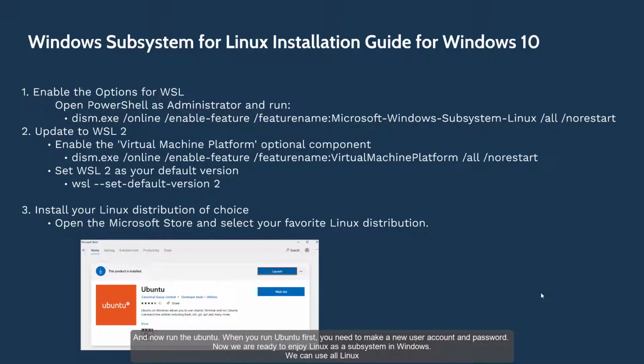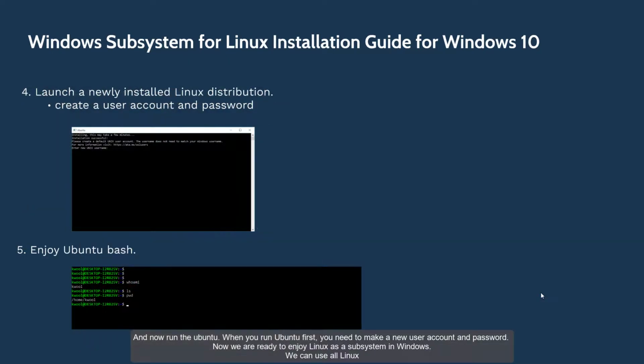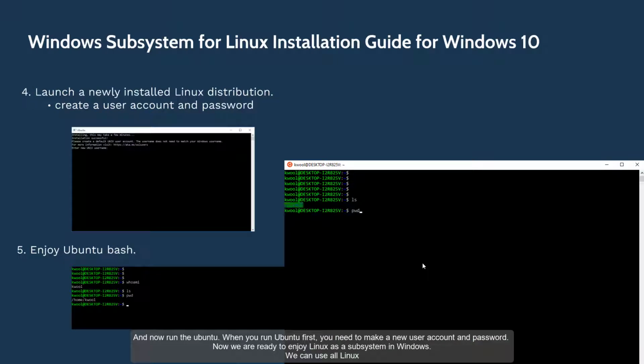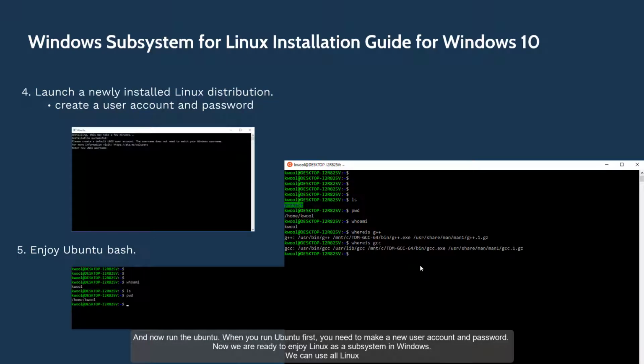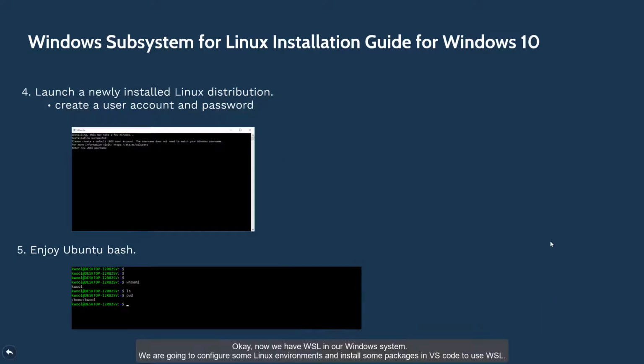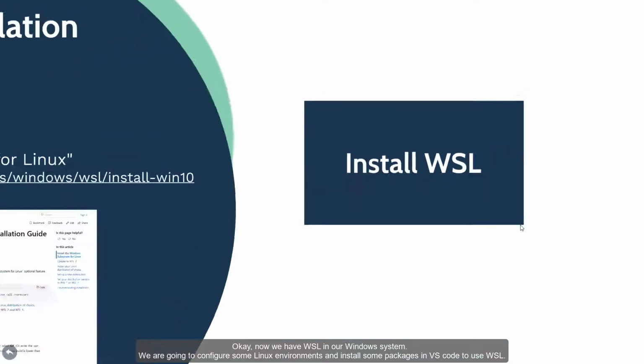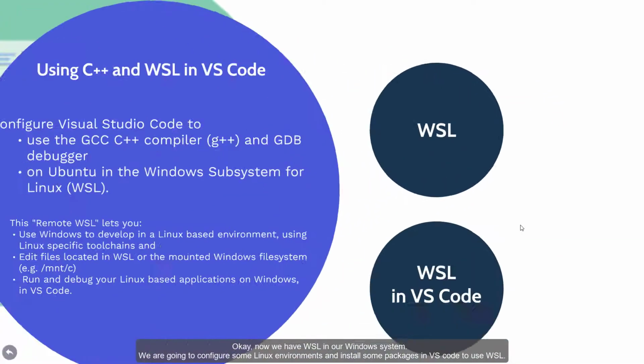When you run Ubuntu the first time, you need to make a new user account and password. Now we are ready to enjoy Linux as a subsystem in Windows. We can use all Linux commands in this bash shell in Windows. Okay, now we have WSL in our Windows system.